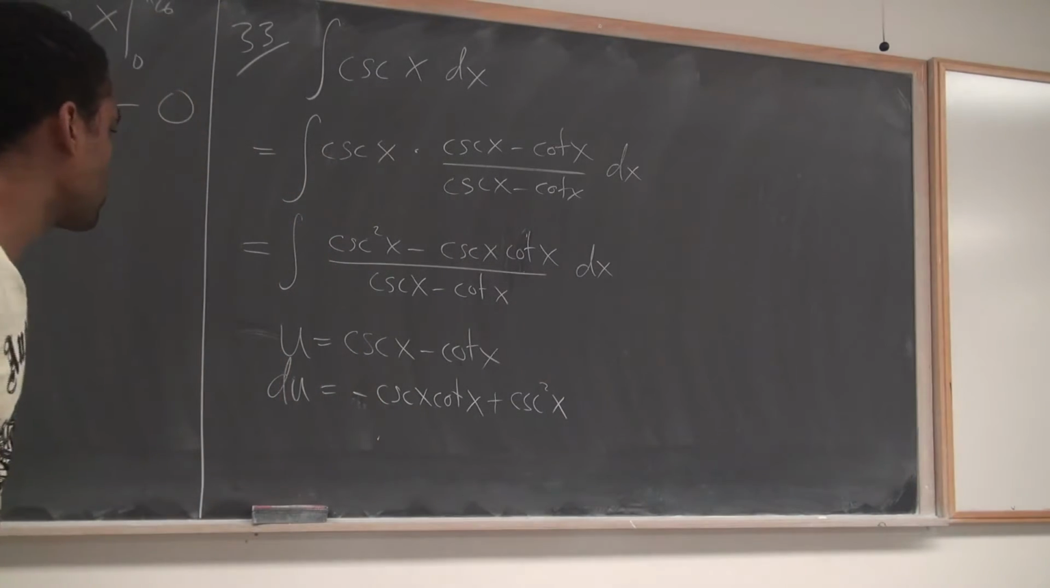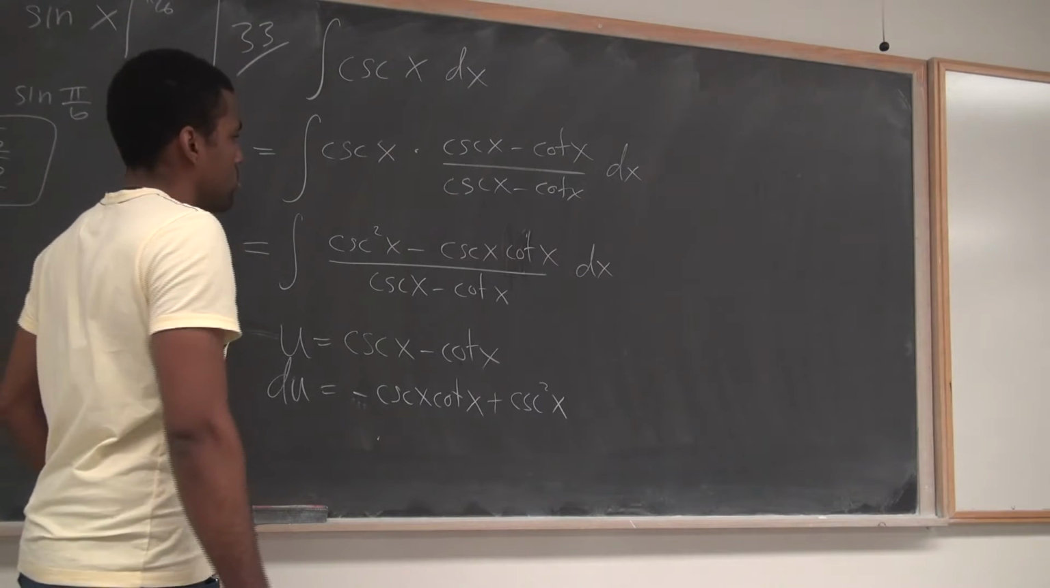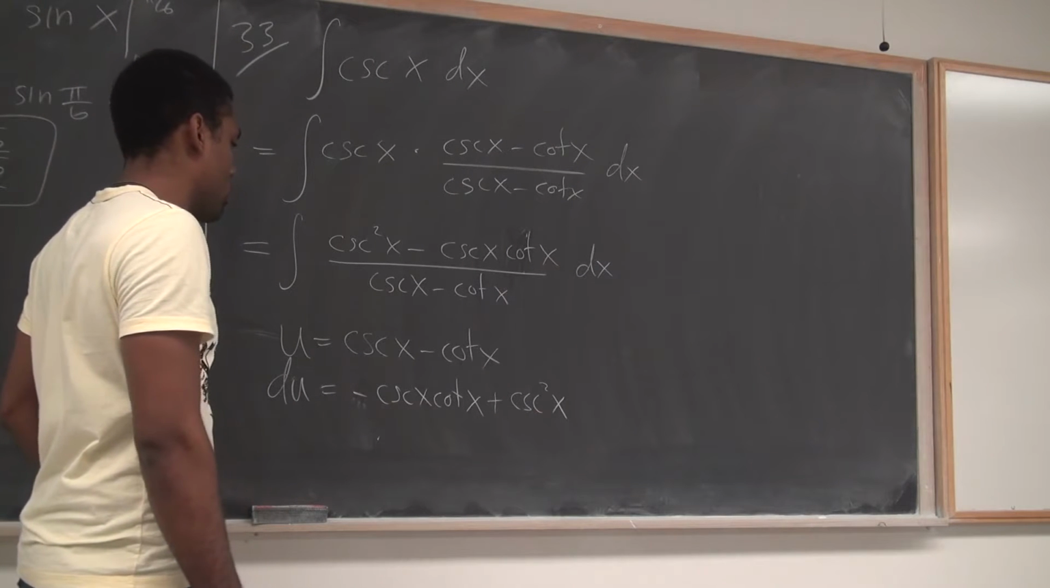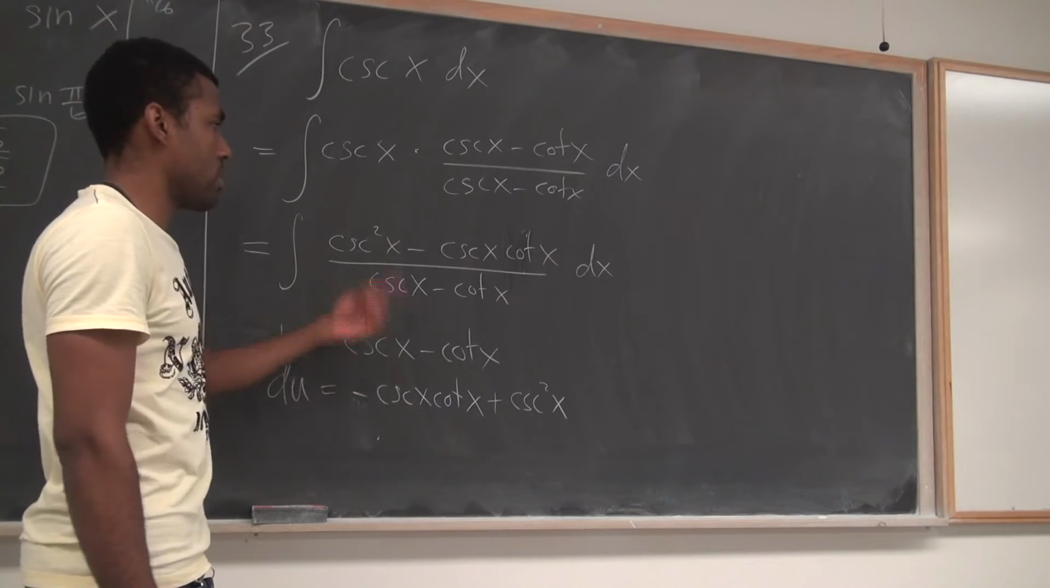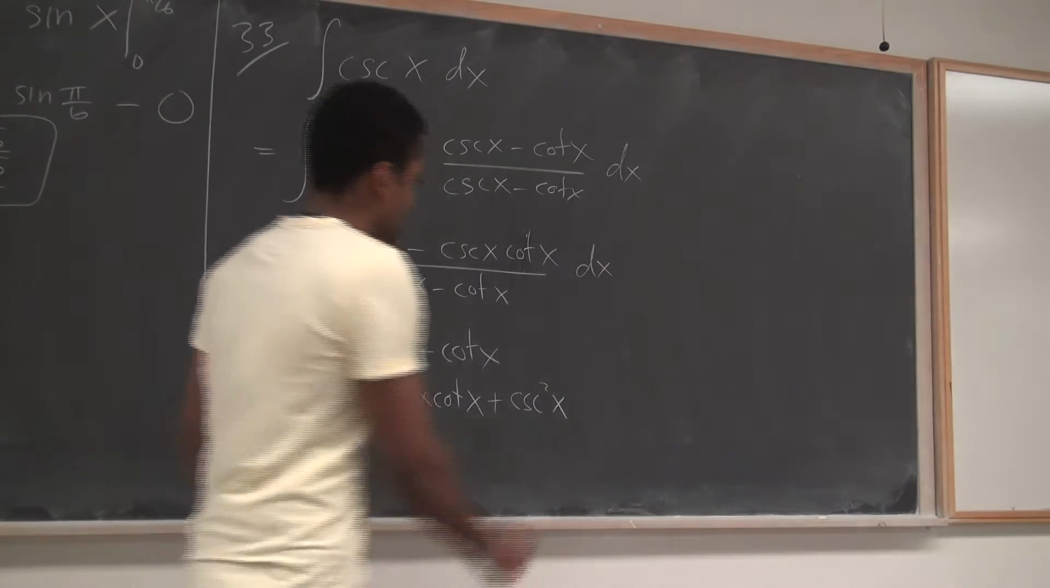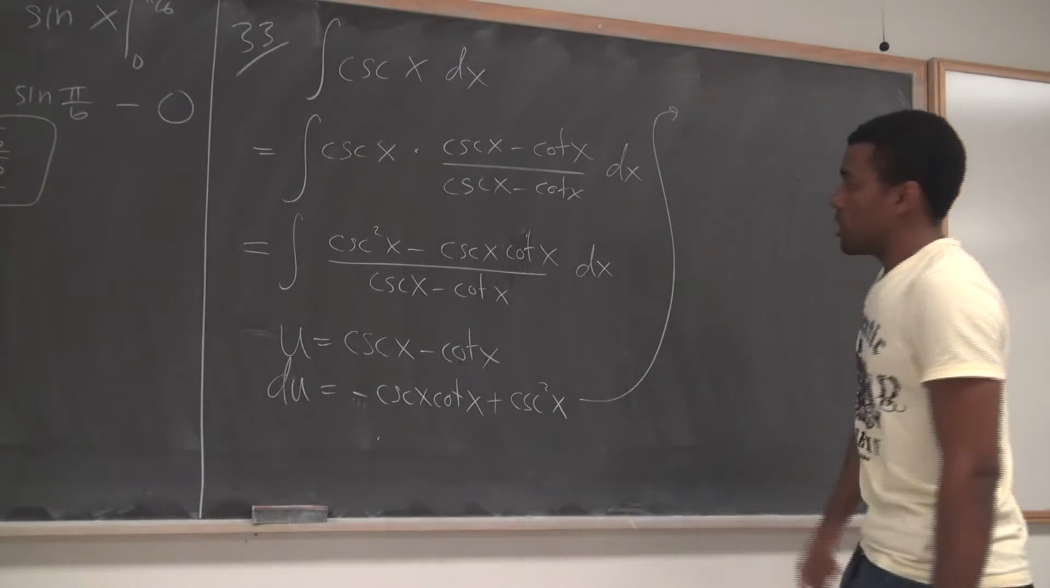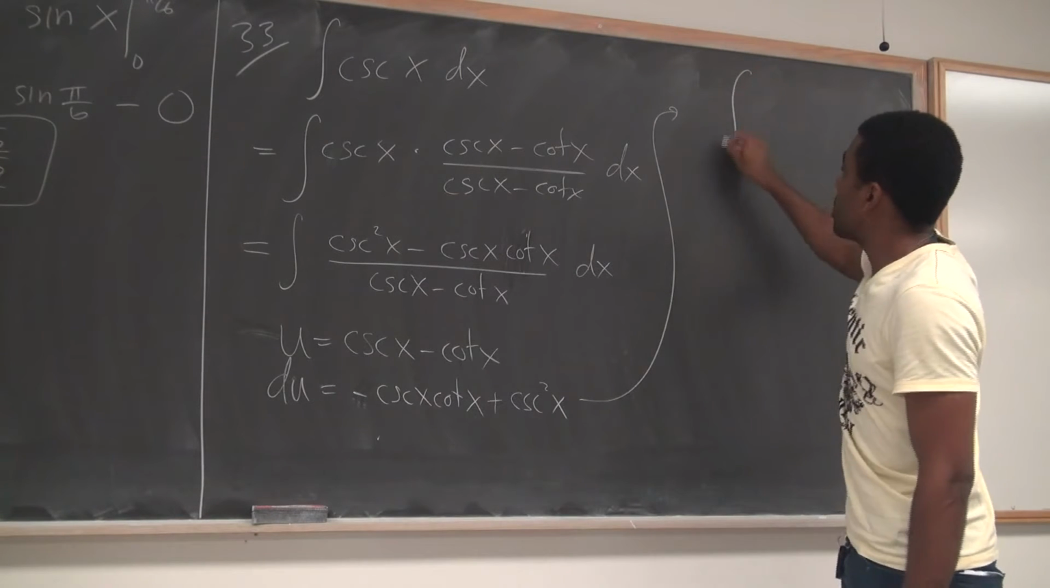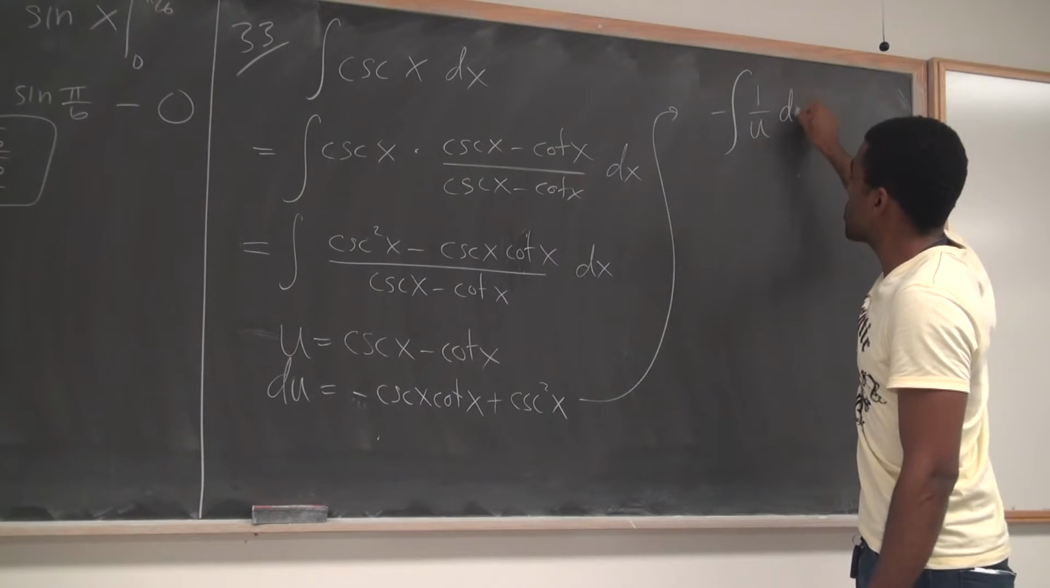So we have a minus? Yeah. Okay, so now when you start to plug this in, what does it look like? It looks like just the negative of that one. All right? So we can become minus 1 over u du.